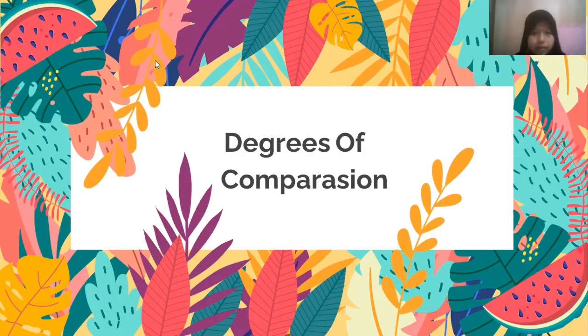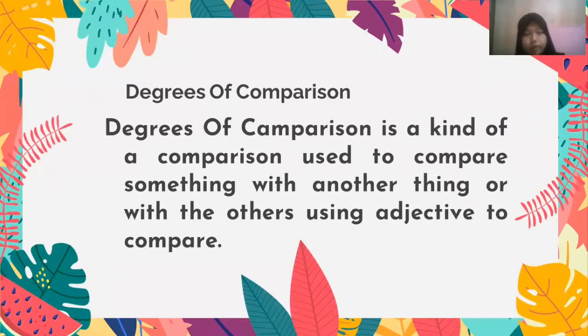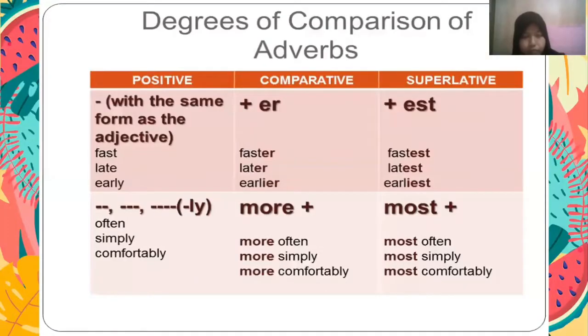Okay, now I will explain degree of comparison. Next. Degree of comparison is a kind of comparison used to compare something with another thing or with others using adjectives. Next. Degree of comparison is divided into three kinds: positive, comparative, and superlative.